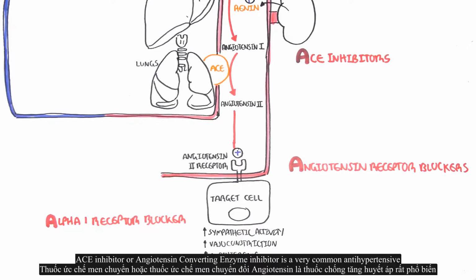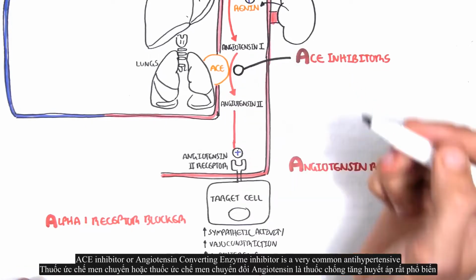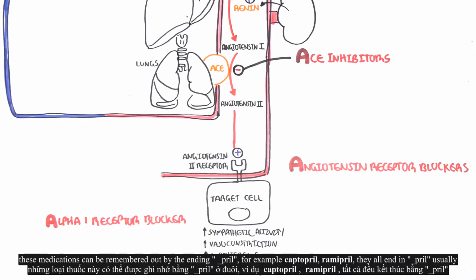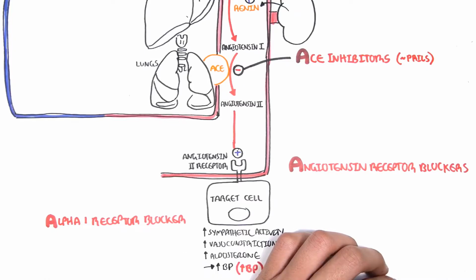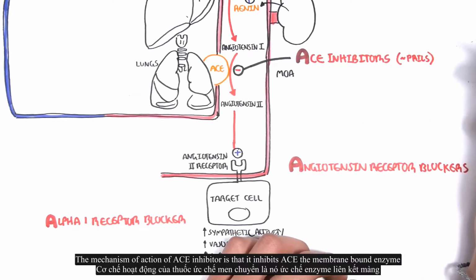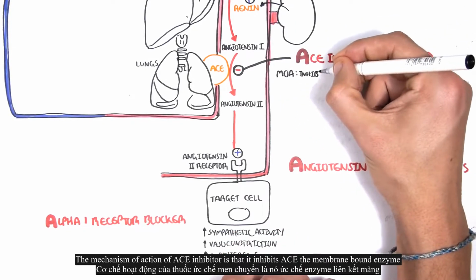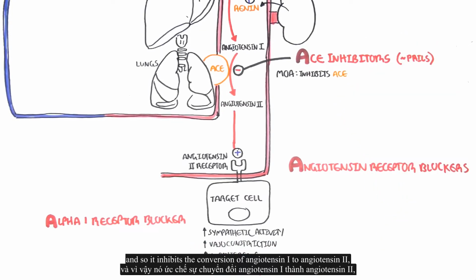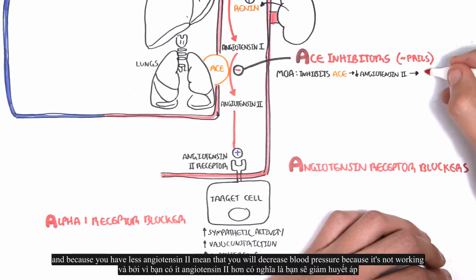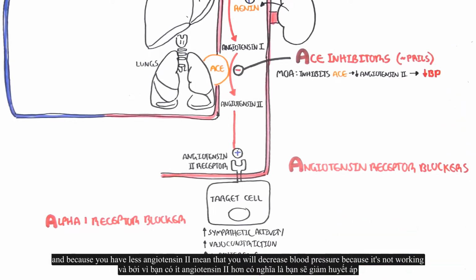ACE inhibitors, or angiotensin converting enzyme inhibitors, are a very common antihypertensive. These medications can be remembered by the ending pril. So for example, captopril, ramipril, they all usually end in pril. The mechanism of action of ACE inhibitors is that they inhibit ACE, the membrane-bound enzyme. And so they inhibit the conversion of angiotensin 1 to angiotensin 2. And because you have less angiotensin 2, you will decrease blood pressure because it's not working.